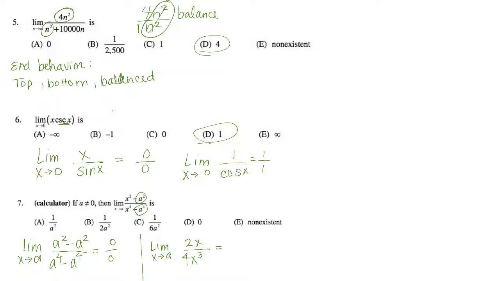And when we simplify this down, notice that we're going to have 1 over 2x squared. And if I substitute my a in for x, I'm going to have 1 over 2a squared. That's going to give us answer choice B.